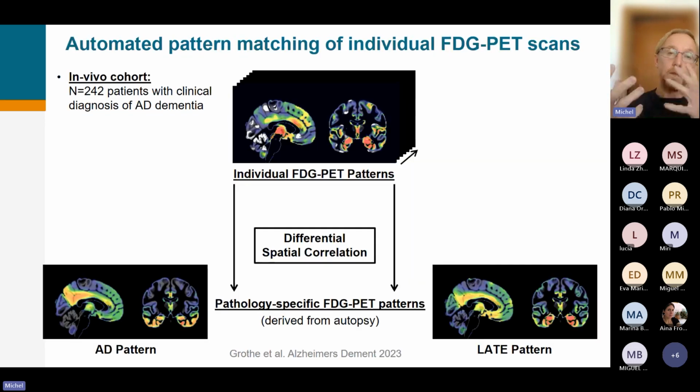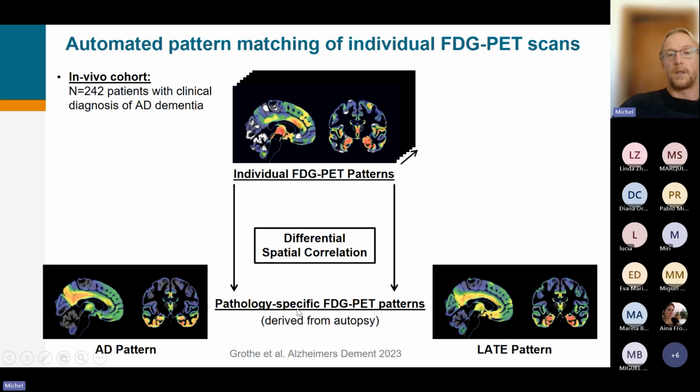We then wanted to use this signature to see if it may be helpful for differential dementia diagnosis. For that, we examined FDG-PET scans of a larger in vivo cohort of almost 250 patients with a clinical diagnosis of AD dementia, with the assumption that some of these patients may be misdiagnosed and may have LATE instead of Alzheimer's disease. Consequently, they should show an FDG-PET hypometabolic profile that's more similar to the LATE signature than to the classical temporoparietal AD signature.